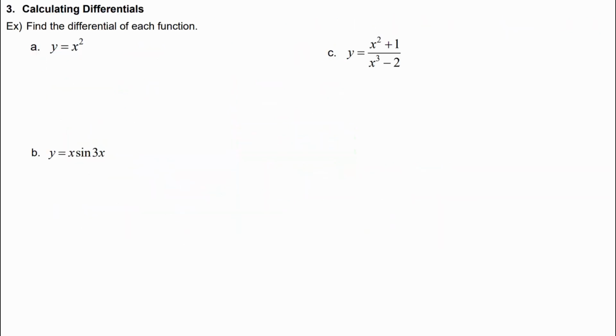All right, let's find the differential of each function. Since dy is always equal to f prime of x dx, all you have to do is find the derivatives of each function and attach dx to it. So what's the y prime here? That will be 2x. So the differential of y for this one is 2x dx.